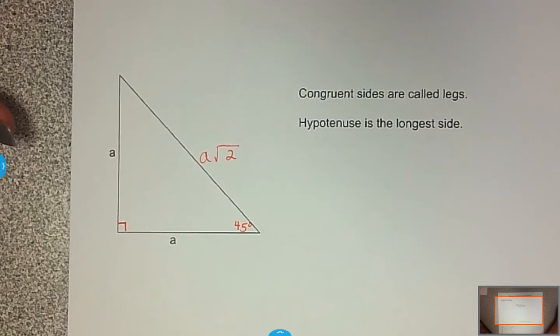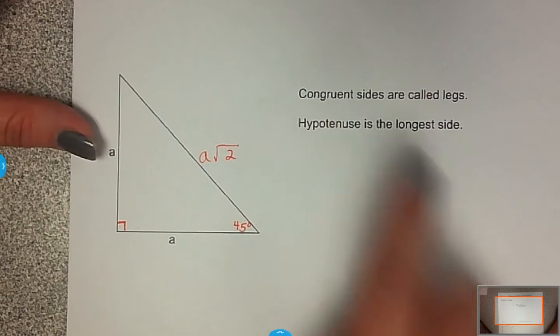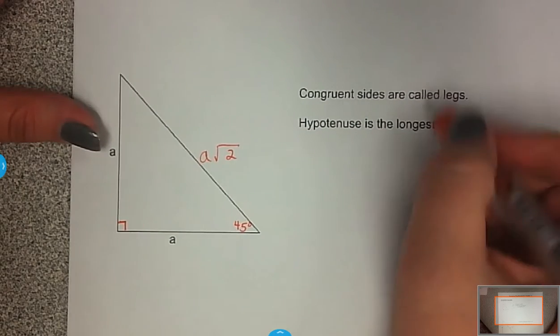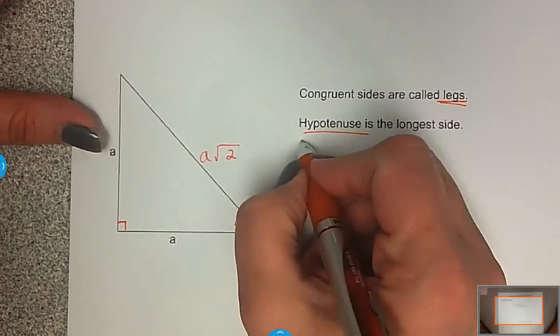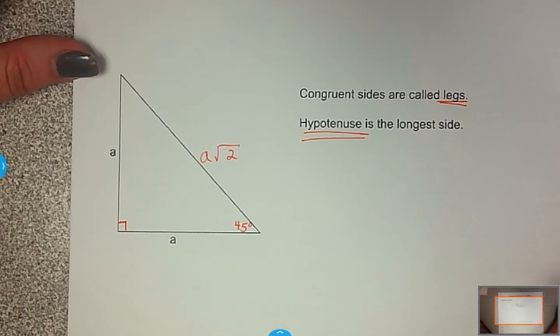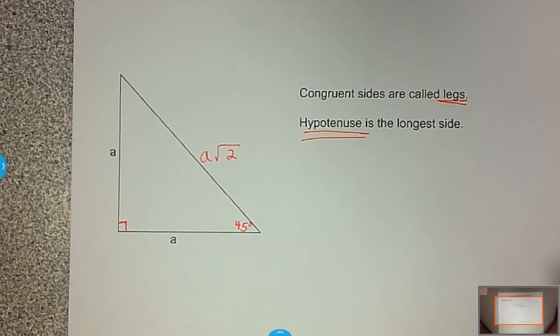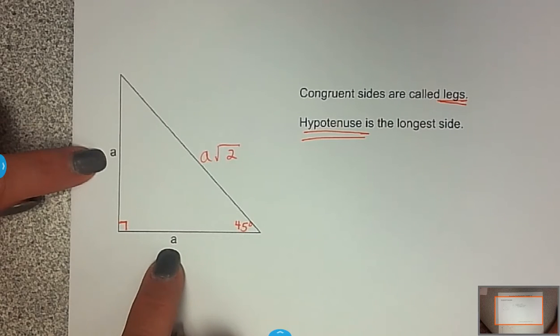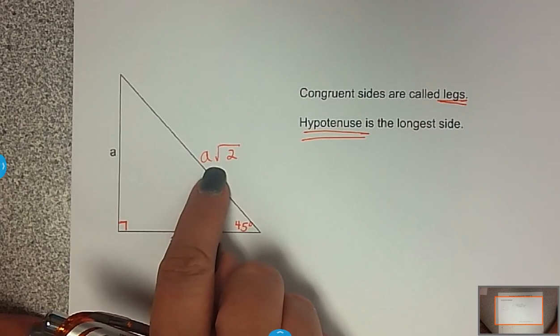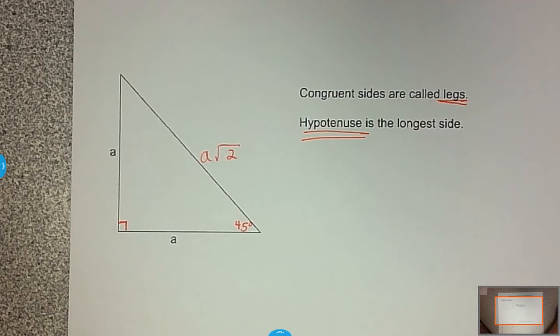In a 45, 45, 90 triangle, the congruent sides are called legs, and the hypotenuse is always the longest side. Okay, that is true for every right triangle. But the way that the ratios for the sides of a 45, 45, 90 triangle work are the two congruent legs are both a, the hypotenuse is a times the square root of 2. So now we're going to see a couple of examples.